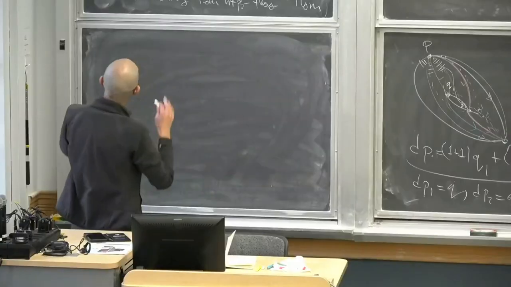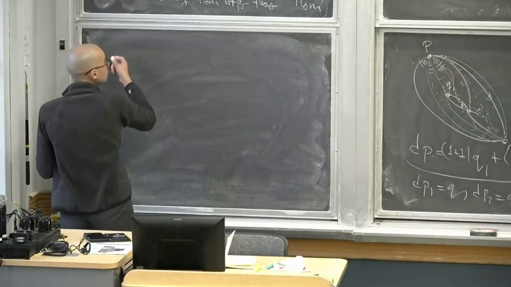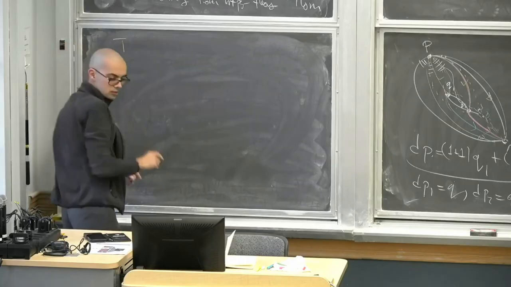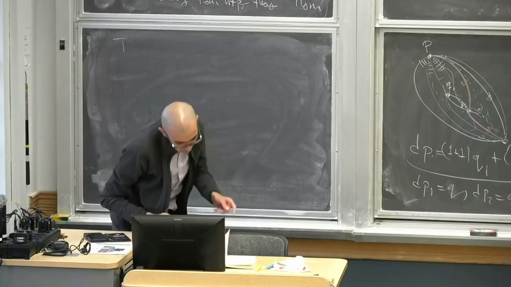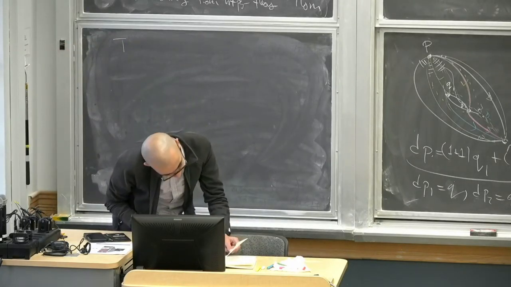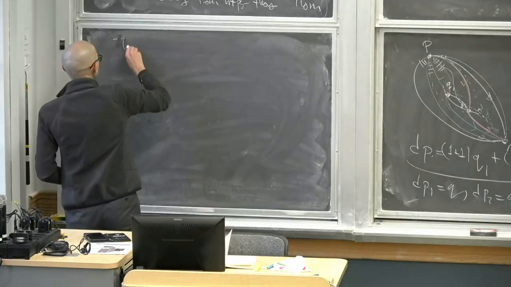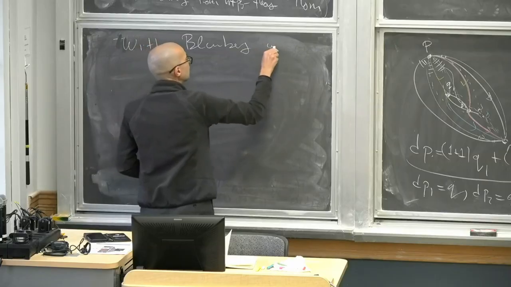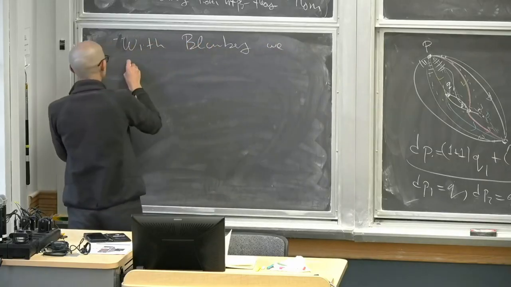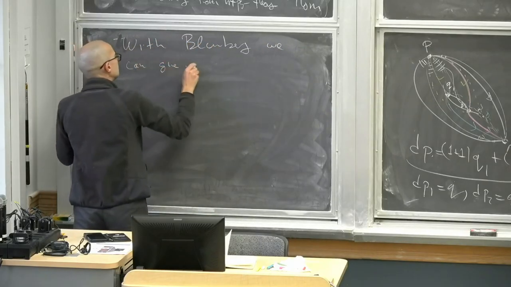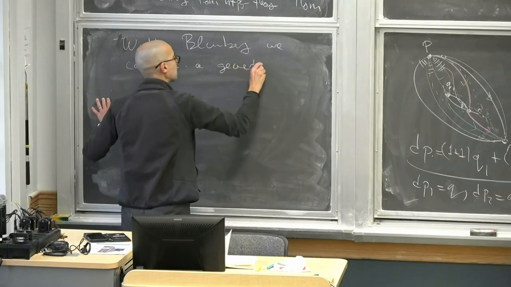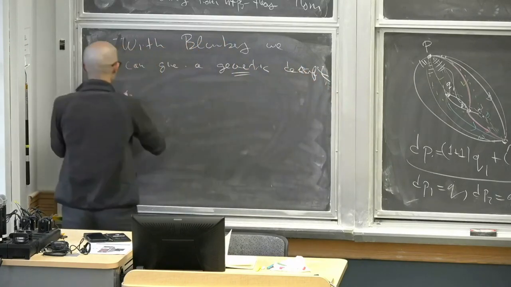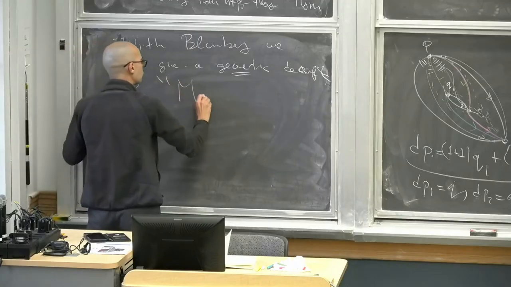So what I want to talk about today for the next part, which may be the only part, is a result with Blumberg. We can finally answer the following question. We can give a geometric description of what should be called Morse Bordism.